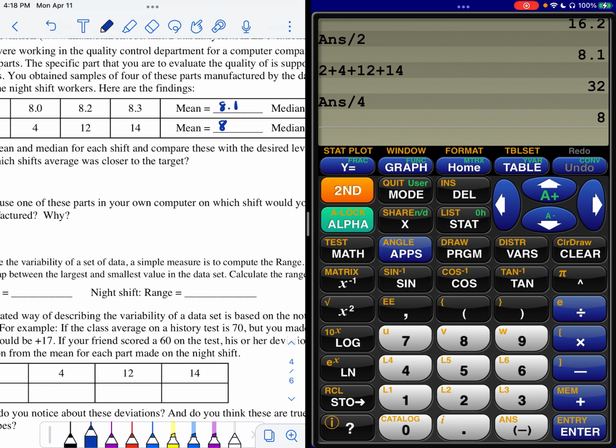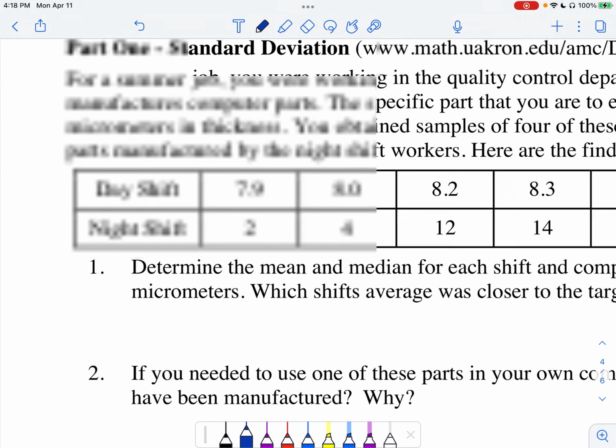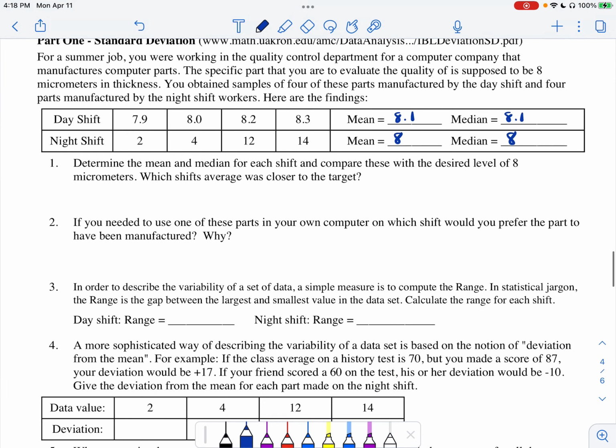Then the median is again the number that's right in the middle. With an even number again, we're looking halfway between 4 and 12. So I'm just going to do 4 plus 12 divided by 2, which gives me a median of 8. So we can see that the day shift has a mean of 8.1 and a median of 8.1. The night shift has a mean of 8 and a median of 8.